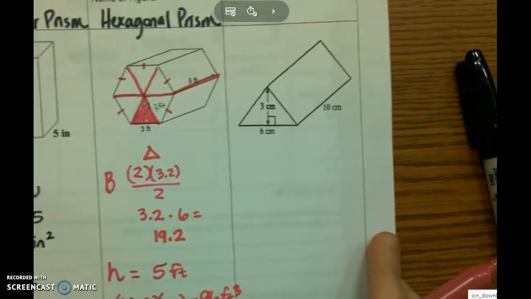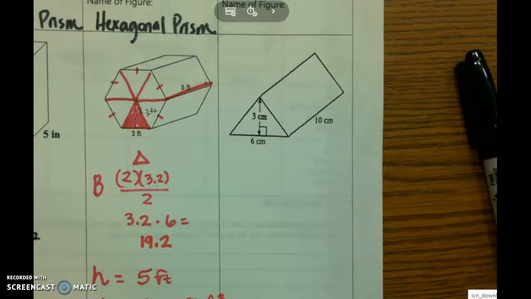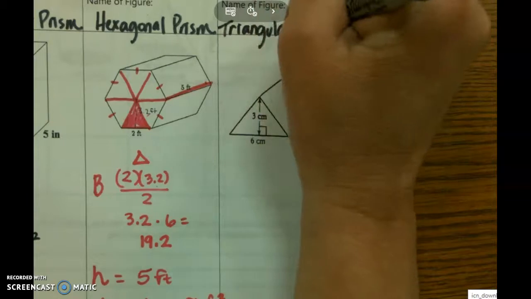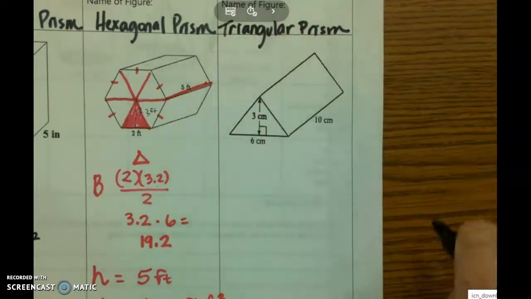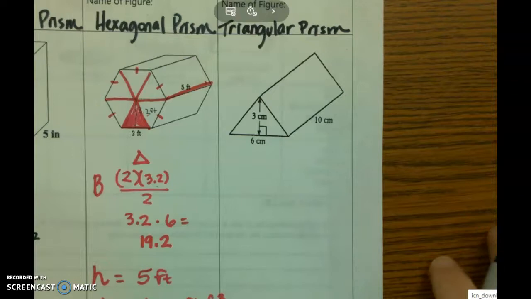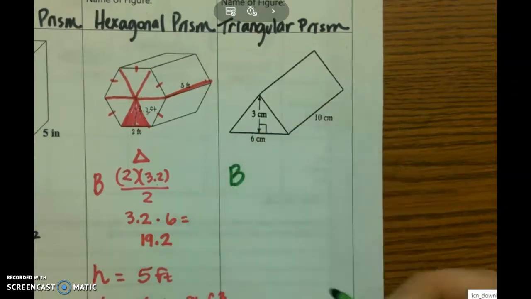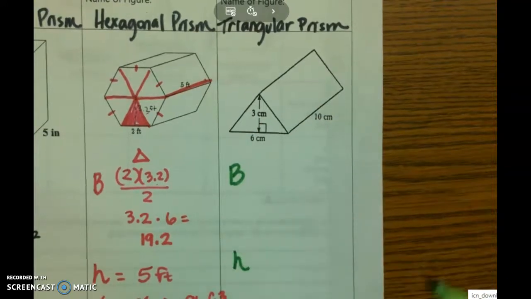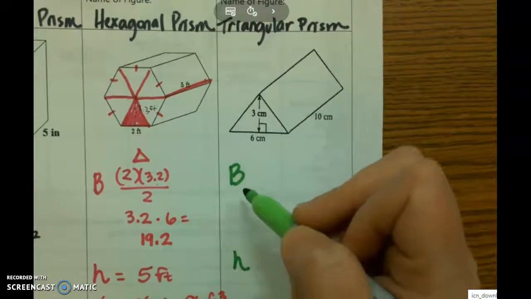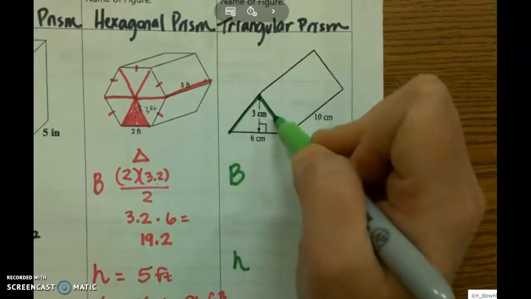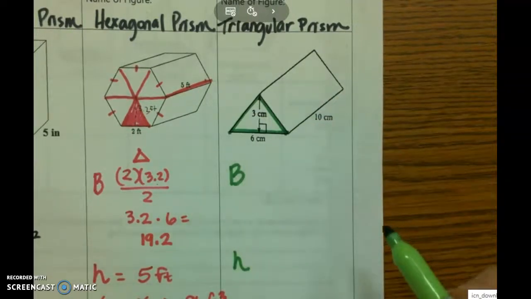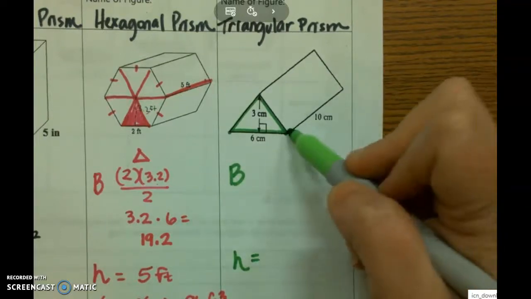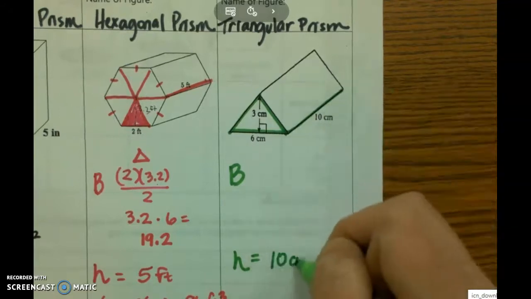All right, next, let's look at our last shape, which is a triangular prism. Again, I see rectangles. This is a prism, not a pyramid. And we are going to calculate B and H, okay? So the area of my base is simply going to be the area of my triangle because the triangle is my base there. And I can identify the height, which is the distance between my triangles. That is 10 centimeters.